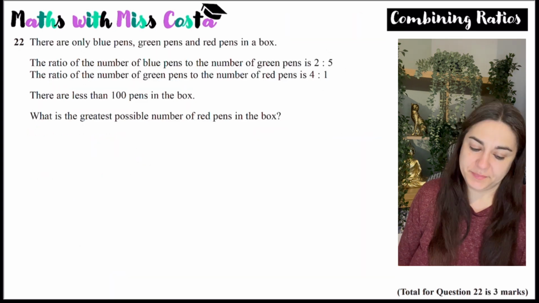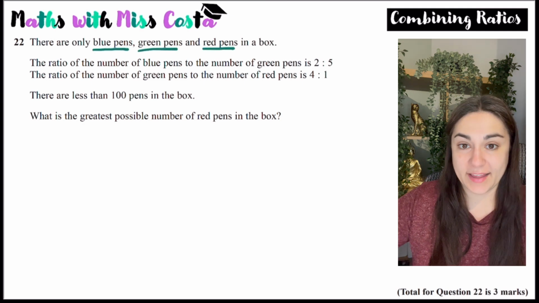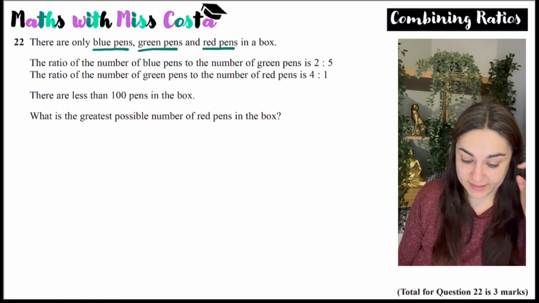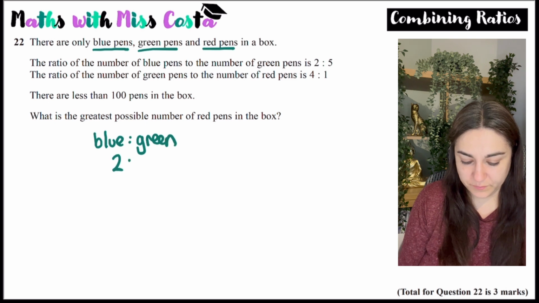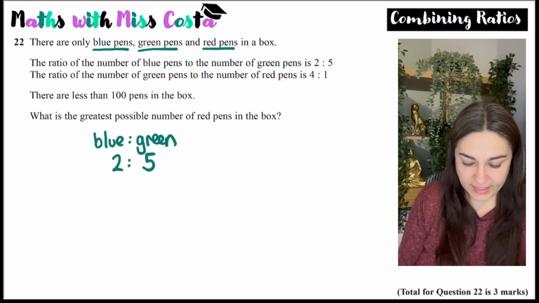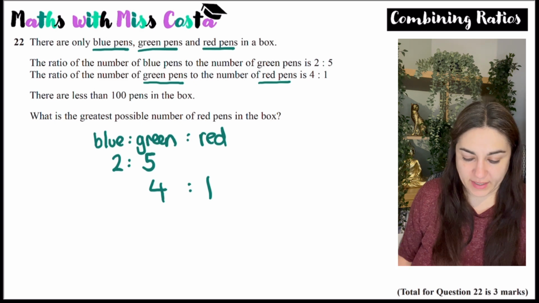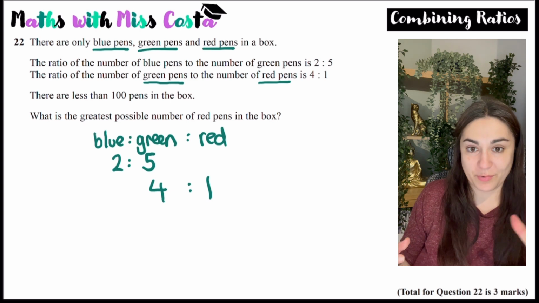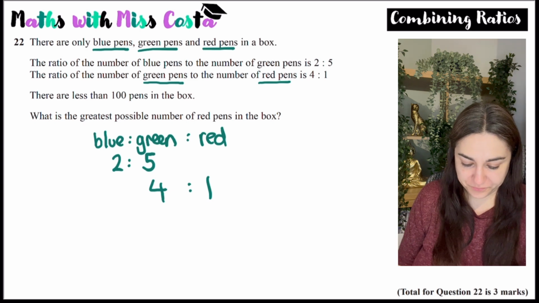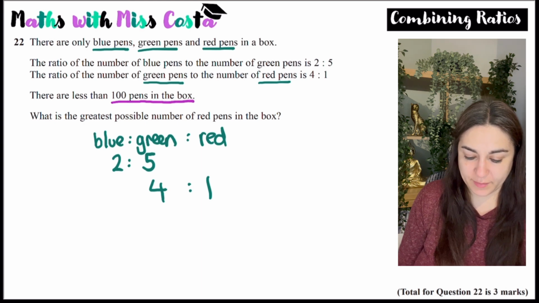Next, I've got a ratio question. So I'm told that there are only blue pens, green pens and red pens in a box, and that the ratio of the number of blue pens to green pens is 2 to 5, and that the ratio of the number of green pens to the number of red pens is 4 to 1. So I've been given 3 types of pens, but I've been given 2 separate ratios, and I'm going to somehow try and combine them. I'm told that there are less than 100 pens in the box, and what is the greatest number of red pens in the box?